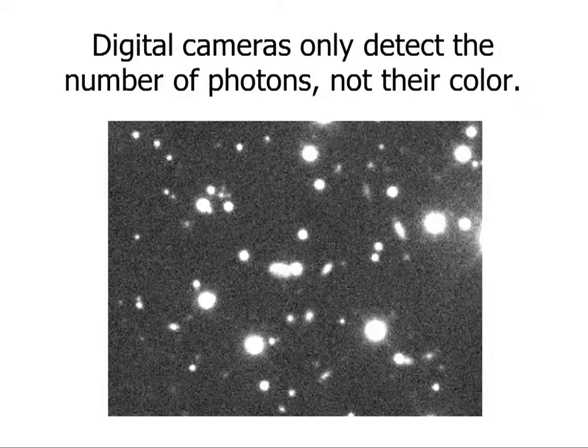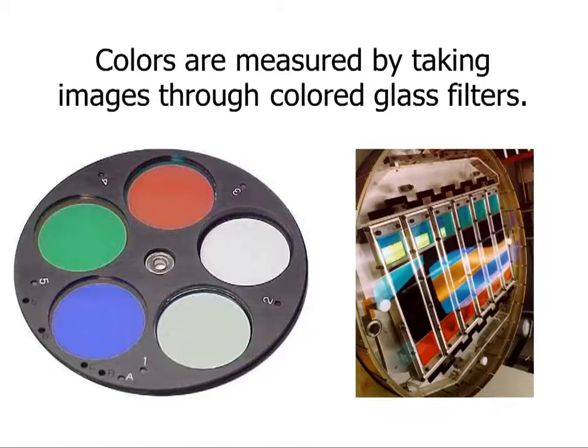If we want to get colors, we have to put filters in front of our telescope. So we have a couple of ways of doing this. On the left, there's what's called a filter wheel with different astronomical filters, and we can stick one of those filters in front of our CCD camera and take a picture, and then we can switch filters and take another picture and switch them again and take another picture.